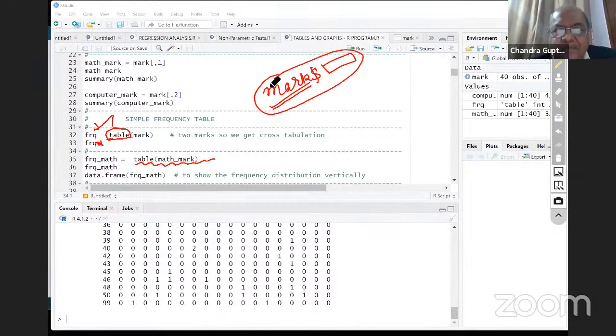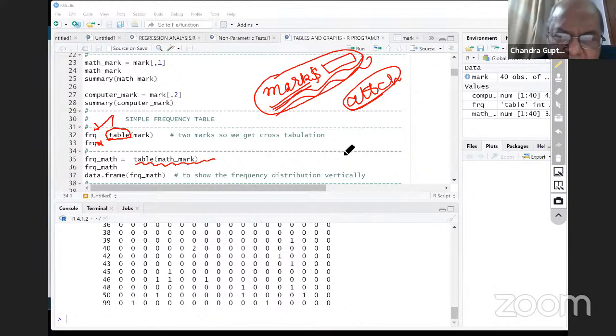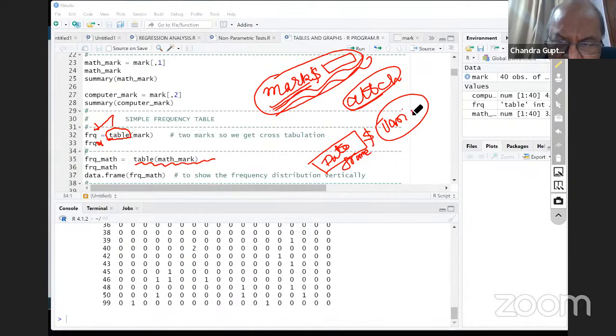Attach many times creates a problem. So you will find that experienced programmers use the $ sign command. So data frame, and then variable name.